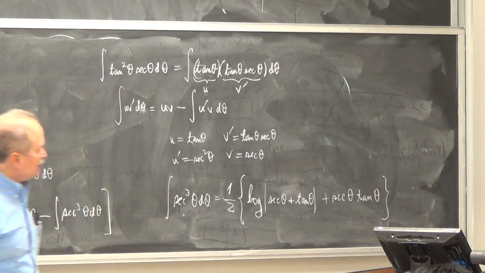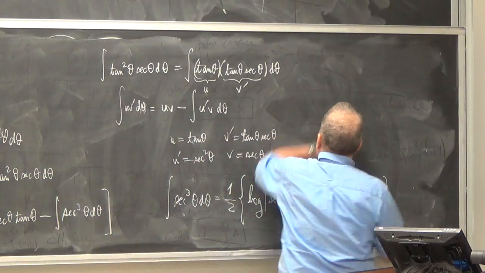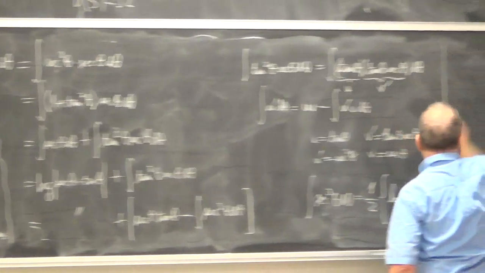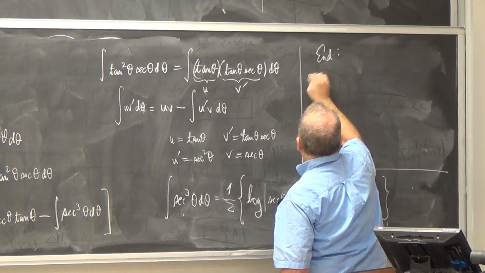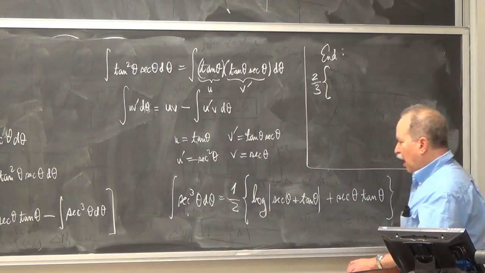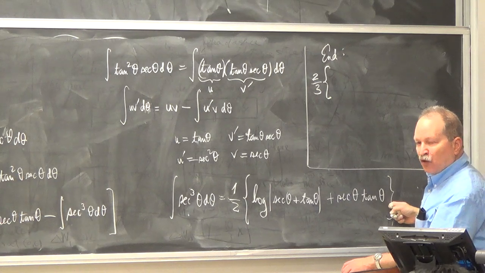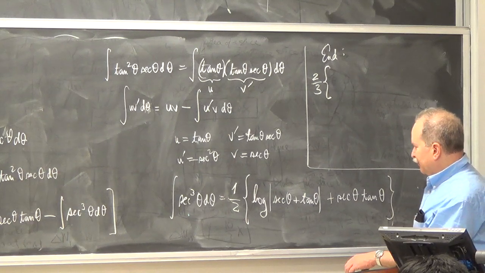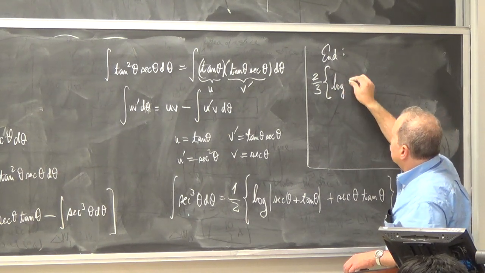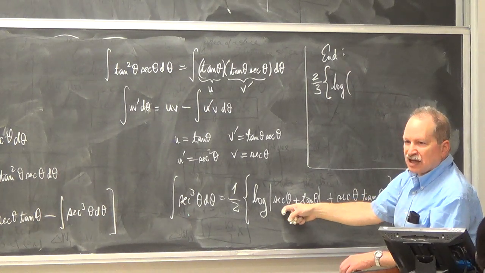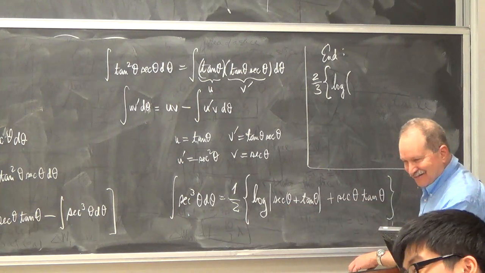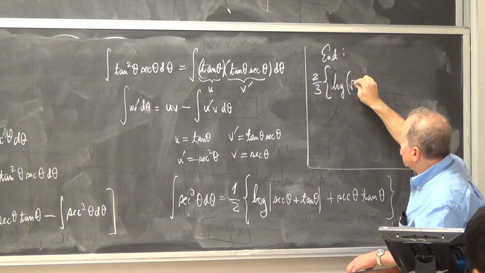So let's finish. I'm supposed to integrate from 0 to pi over 4 and then multiply by 2/3. So it's 2/3 of this evaluated at pi over 4 minus this evaluated at 0. All right, what happens at pi over 4? Secant of pi over 4 is, let's just say, square root of 2.